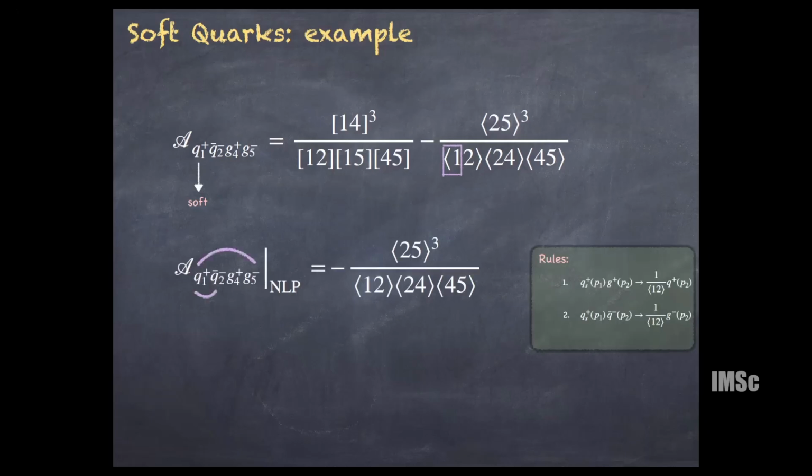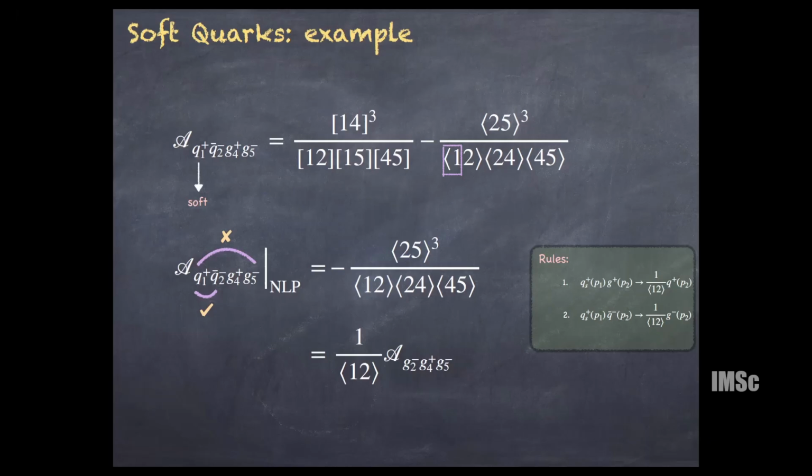So see here, this Q1 is soft and it can get attached to the adjacent particles. Now, according to the rule, it cannot couple to a minus gluon, so this contribution is 0. It can only couple to a minus antiquark. And then this is our formula, which is matching with the exact calculation.